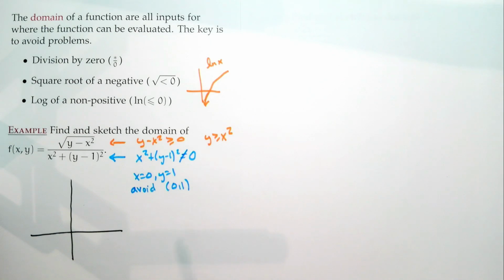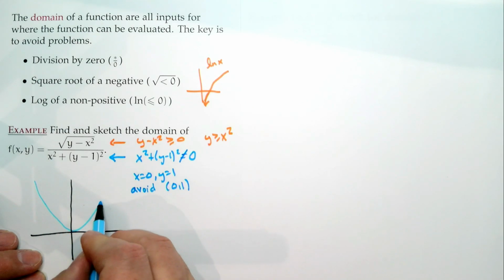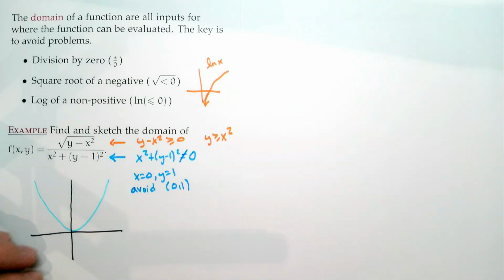Let's just not worry about the inequality. I'll start with y equals x squared. What is that? It's a parabola. So I have y equals x squared. Oh, that's a very not dark parabola.